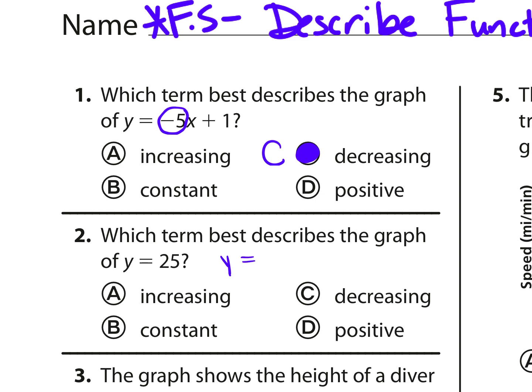Number 2, which term best describes the graph of y equal 25? In y equal mx plus b, this is like saying y is equal to 0x plus 25. Because we don't see the x term, we know that it's multiplied by 0. If it has a 0 slope, then it's just constant. It's just straight across.